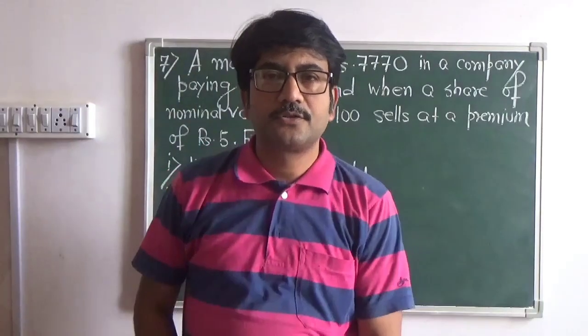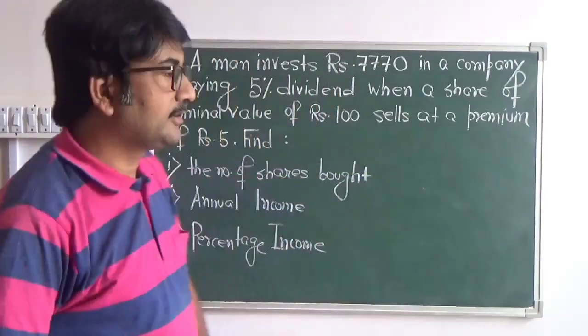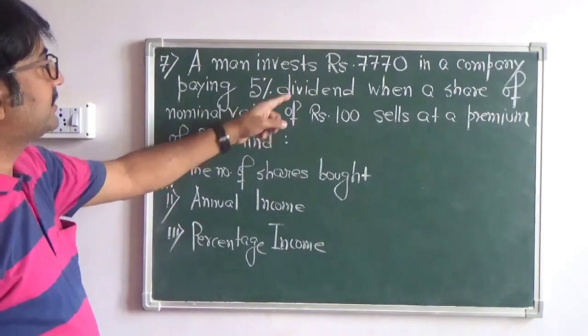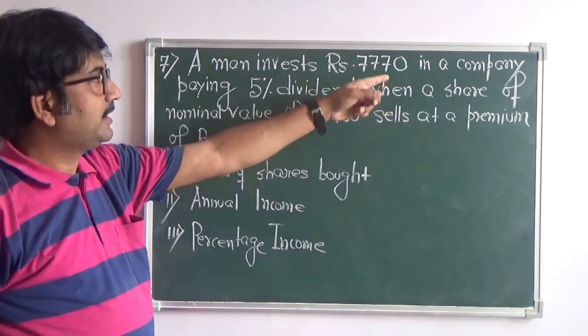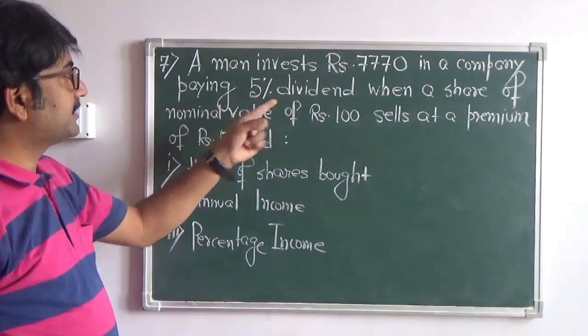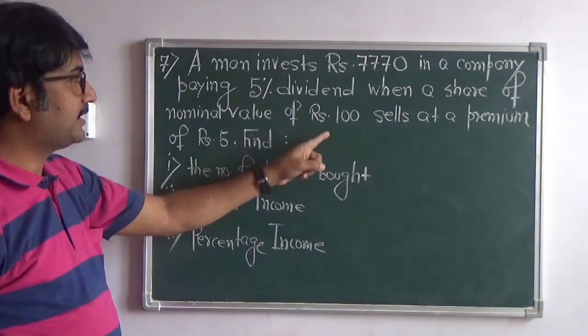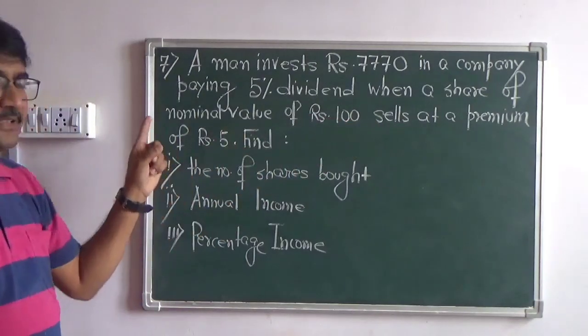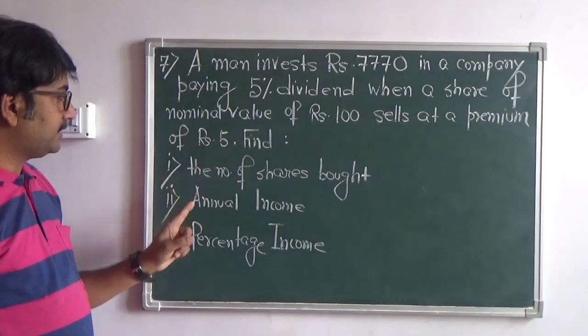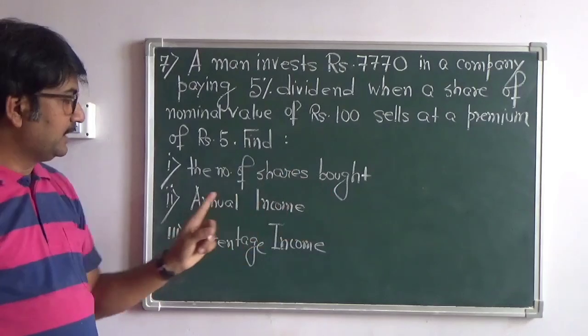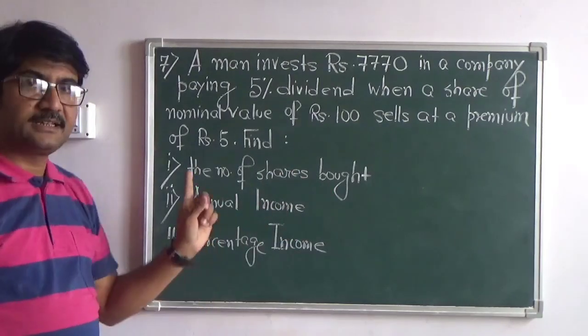Now let us look at the question, which I have already written on the board. A man invests rupees 7770 in a company paying 5% dividend when a share of nominal value of rupees 100 sells at a premium of rupees 5. Find: one, the number of shares bought, the annual income and percentage income.